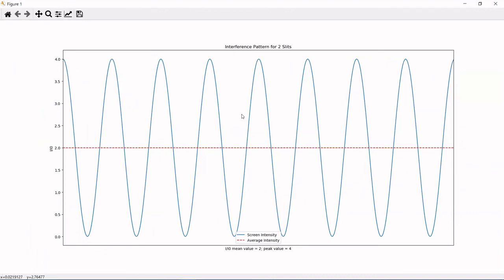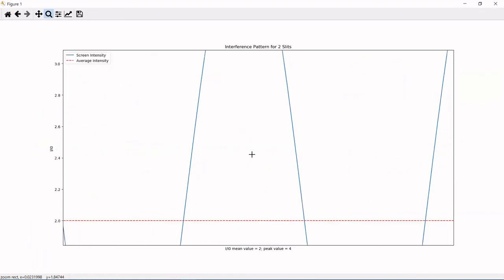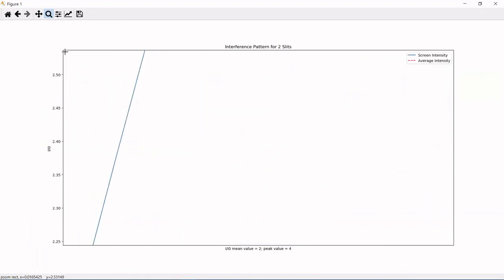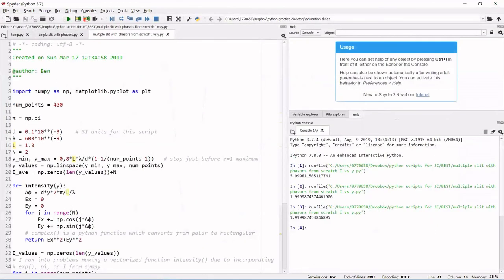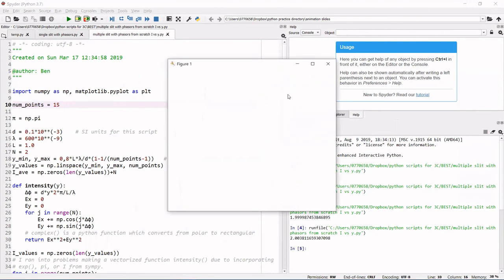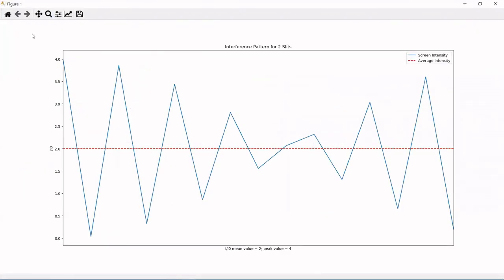We can even zoom in with this magnifying glass icon, click and drag, you can zoom in. If I zoom in enough, it's probably going to get jagged. Hang on a second. If you hit home, I think it goes back to, yeah, so this is actually a pretty smooth curve, and that's because I chose 400 as my number of points. So basically it's connecting the dots. If I went with only 15 points, it's going to be a lot more jagged. Yeah, that looks terrible, especially when you zoom in.